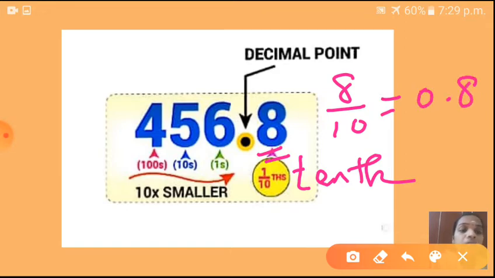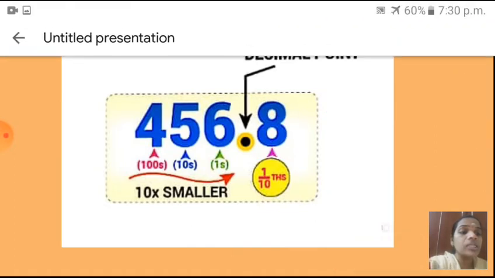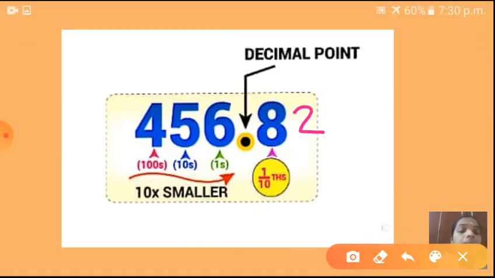0.8. Understood now? So after the decimal point, if any number is there, what is the place of that number? Tenth place. So how can you write that number? Yes, 8 upon 10. Suppose, see here, children, here again one number is there, 2. Can you say what is the place value of this number? Yes, hundredth. After the tenth, here which number is there? Yes, hundredth is there. After the tenth, which one is there? Hundredth. Understood, children? Shall we go to next now?